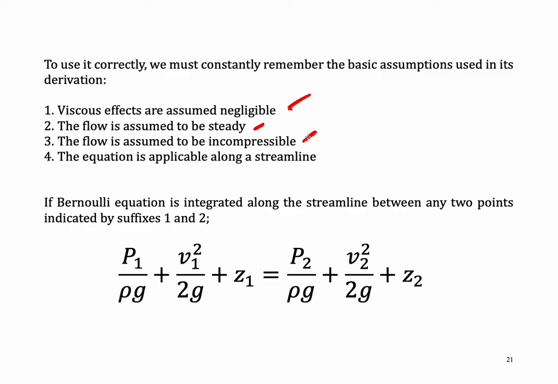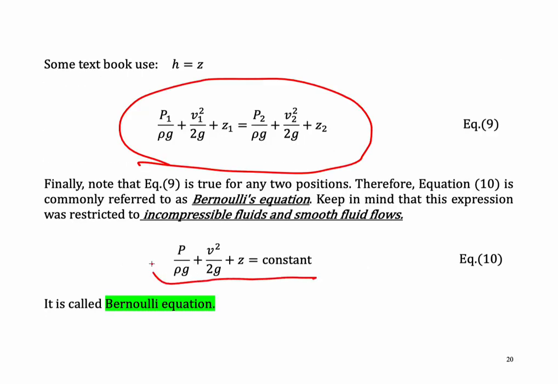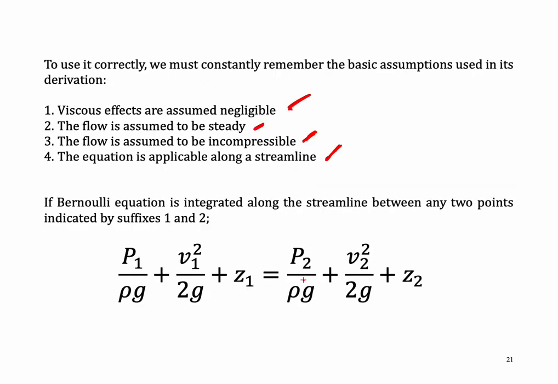Then the equation is applicable along a streamline. The idea of number 4 here is closely related to the idea of this constant. I will explain this in an example later on, because you need to check the streamline first before you can apply or derive your Bernoulli equation. If the Bernoulli equation is integrated along the streamline between any 2 points, indicated by suffixes 1 and 2, you could write like this one.